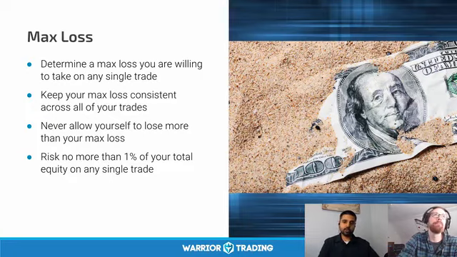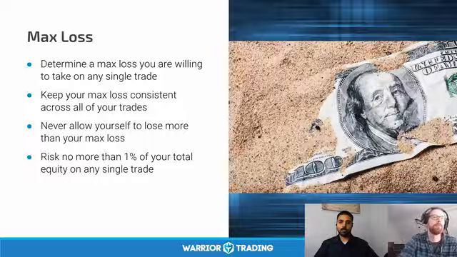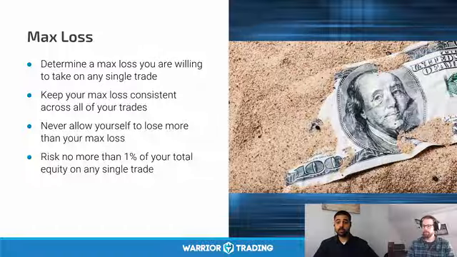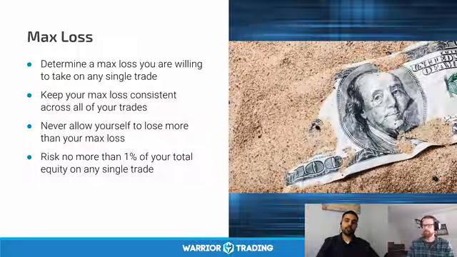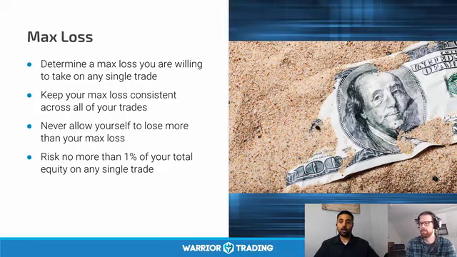So before you begin trading, you need to determine a max loss you're willing to take on any single trade in terms of dollars or whatever other currency you may be using. You should keep this max loss consistent across all of your trades, meaning that all of your trades share the same max loss, the amount that you're willing to lose. There should never be a case where you're consciously allowing yourself to take a loss that's greater than your max loss. It's recommended that you risk no more than 1% of your total account size on any single trade. That means if you have a $10,000 account, you would be able to risk $100 per trade, and you should never be losing more than $100 on any given trade. That's part of your max loss risk management rule.